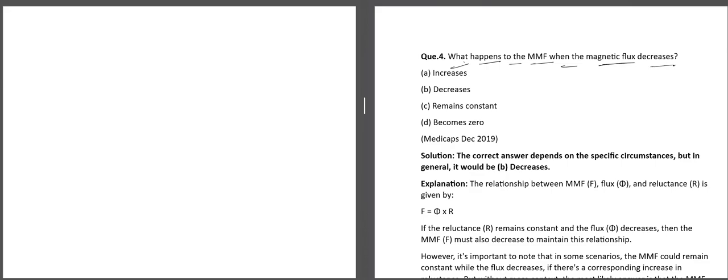We are asked what happens to the MMF, which means the magnetomotive force, when the magnetic flux decreases. Does it increase? Does it decrease? Does it remain constant or does it remain zero? Okay, so let us analyze our solution.